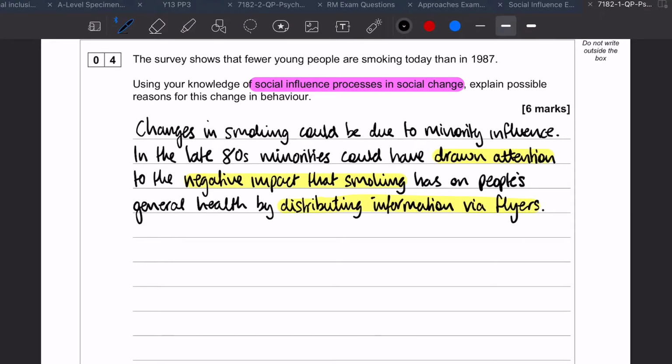So I've gone for minority influence, and I've started with drawing attention to the issue. I've given an example of how that could be done, and I've linked it specifically to smoking. Okay, so we've got a nice little introduction to minority influence.